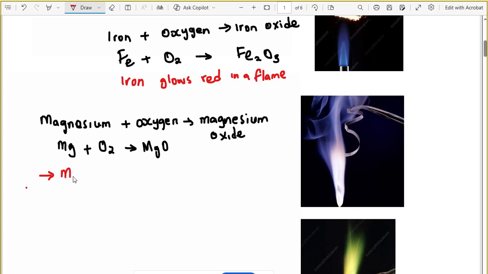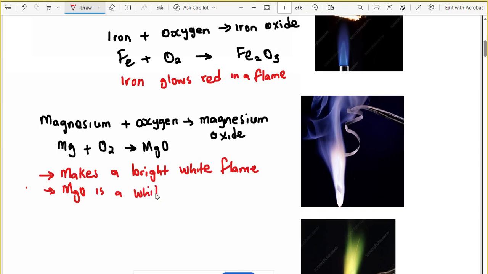So this one, it makes what? It makes a bright white flame. That's the first thing we know. But now, do you know that magnesium oxide is a white powder? Yeah, so magnesium oxide is a white powder. So once we burn this, we're going to get a white powder as the product. To understand, if you take magnesium and react it with oxygen, you're going to get a white powder.